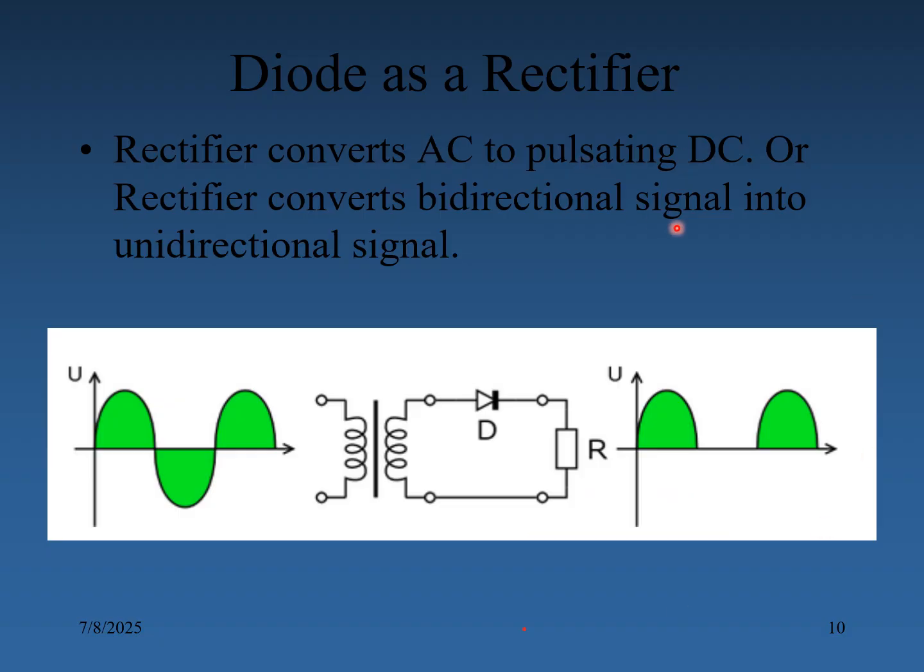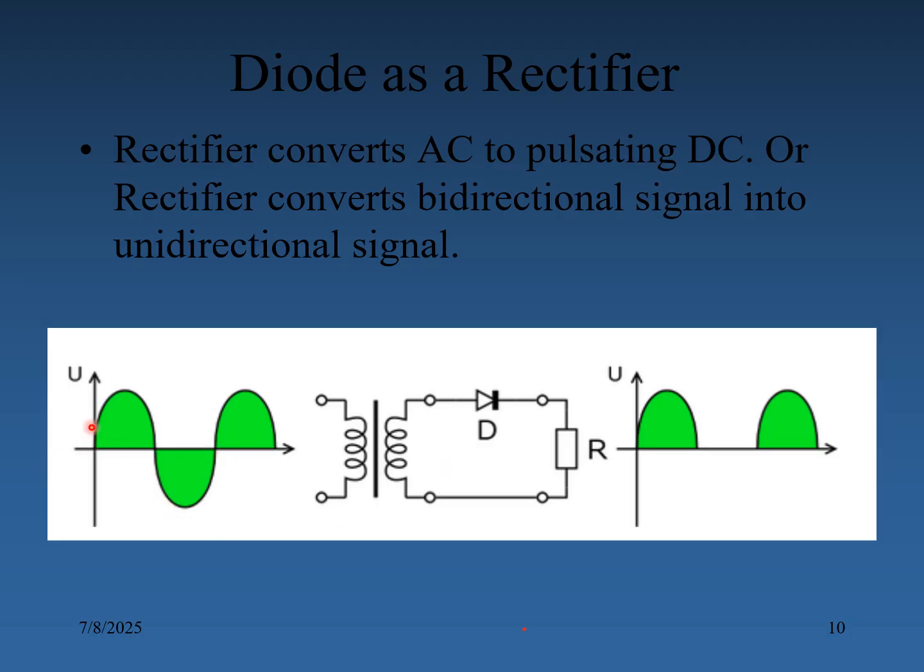Here I give one simple example: the diode as a rectifier application. The rectifier converts AC to pulsating DC, or converts a bidirectional signal into a unidirectional signal. Here, see, this is a rectifier circuit: a diode and a resistor. We are taking the output across the resistor and giving input through the transformer. The input is a sine wave, a bidirectional signal. It has both the positive direction and the negative direction.